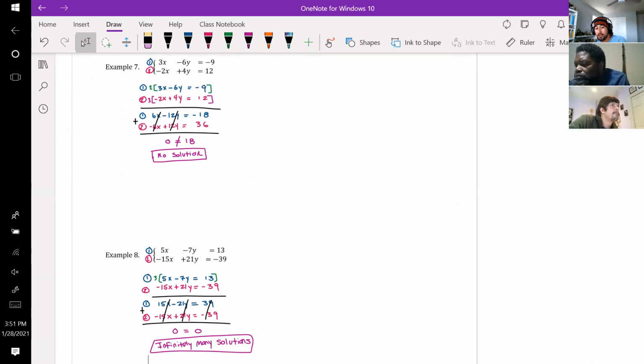All right. So if you're still working, cool. If not, just check your work. Example 7, I came up with 0 equal to 18. And that's definitely not a true statement. Therefore, there's no solution. And then example 8, I got 0 equal to 0, which is a true statement, which means there are infinitely many solutions.